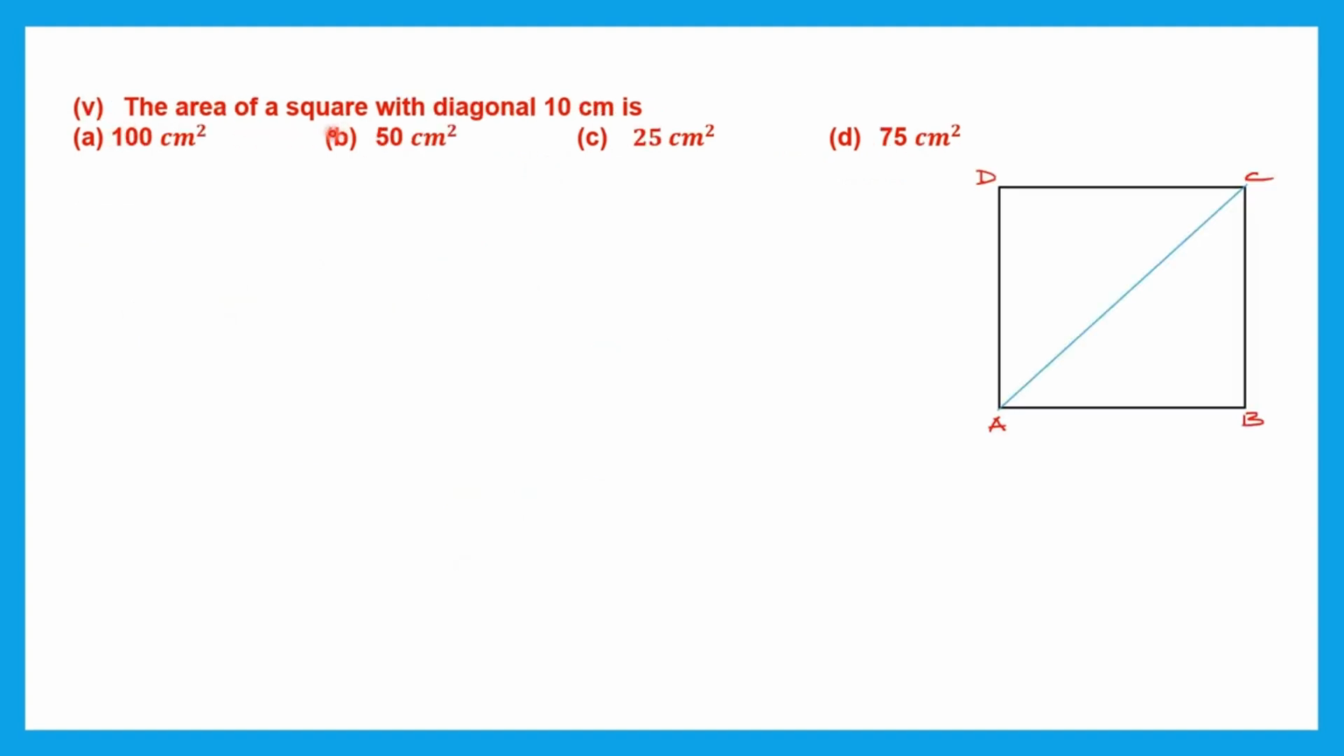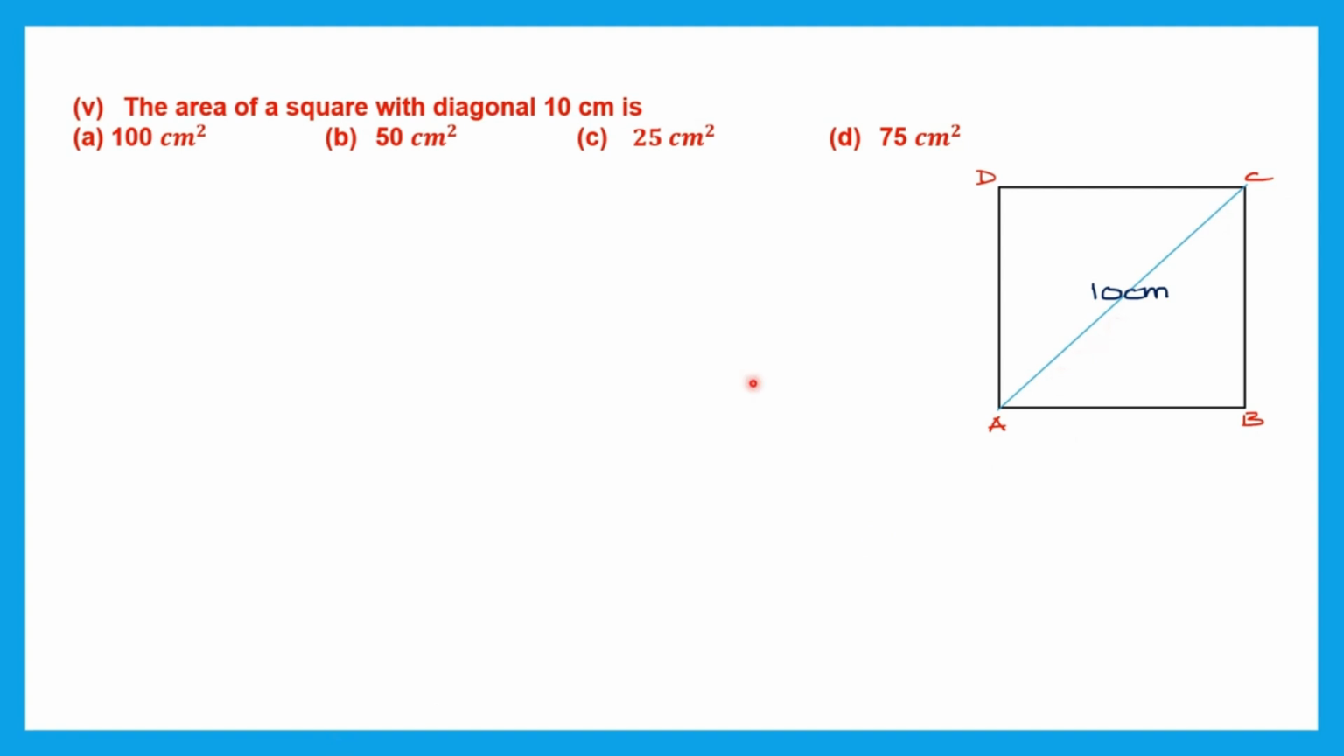Question 5. The area of a square with diagonal 10 centimeters is. Okay, so here we've been given a square. Now we are asked to find the area. To find the area, the formula is side into side, but we don't know what the sides are. But in the question, we've been told what the diagonal is. So diagonal is 10 centimeters. With the help of this, we need to find the sides.